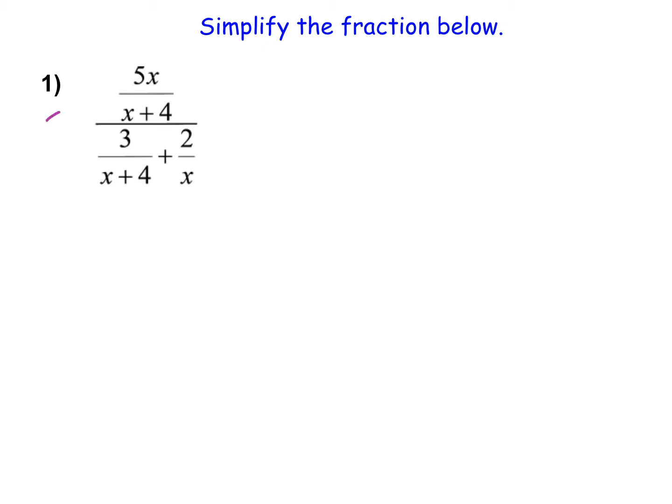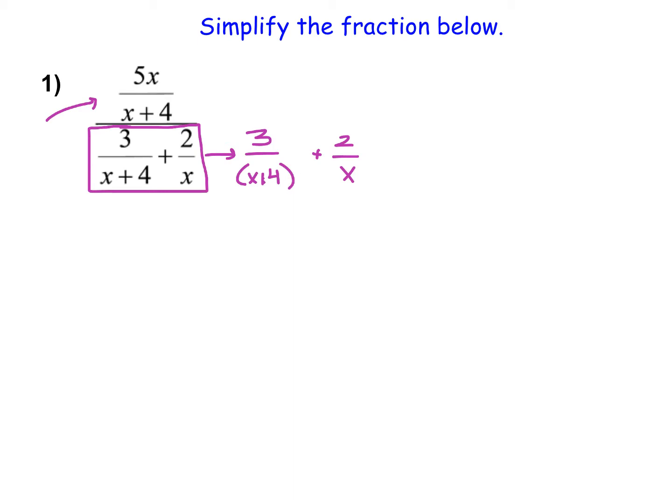If we look at the numerator, we can see that this one is already condensed down to a single fraction. So we don't actually have to do any simplifying there. But where we do need to do some simplifying before we can actually deal with the big fraction is down here in the denominator. So what I'm going to do is focus on simplifying this piece right here on its own. So we have 3 over x plus 4 plus 2 over x. And in order to condense this down into one single fraction, I know that I need to get common denominators because I'm adding these two fractions together.